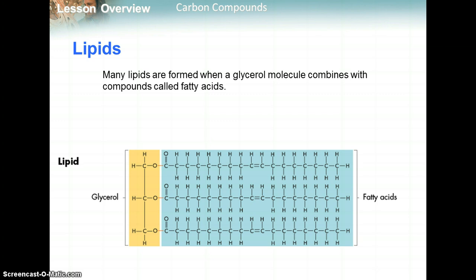When you look at a lipid, it's made out of one glycerol molecule and three fatty acids. So that's the overall structure. This is the polymer, the lipid, and the monomers are glycerol and fatty acids. These are the two parts that make up the lipid: glycerol and fatty acids.